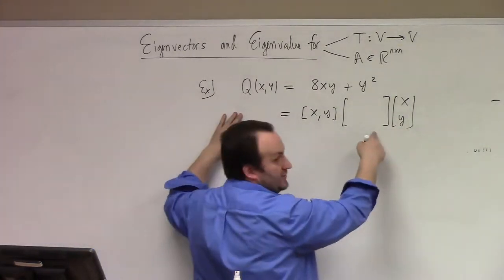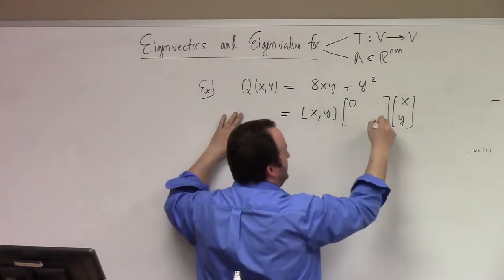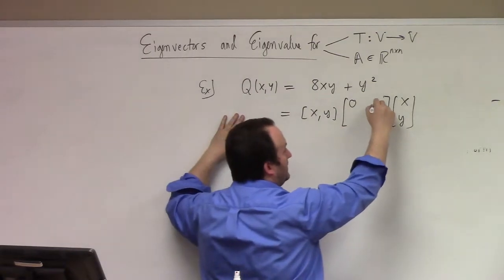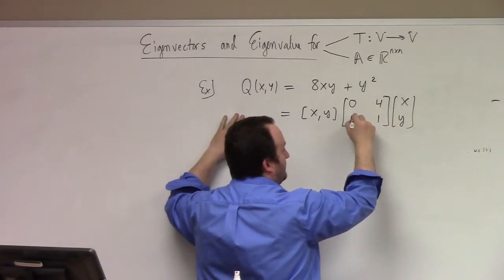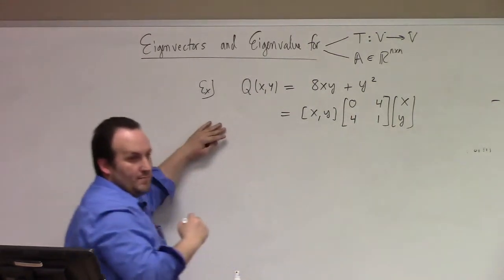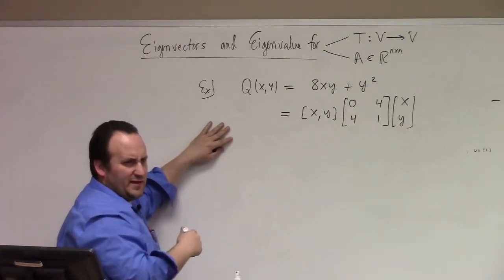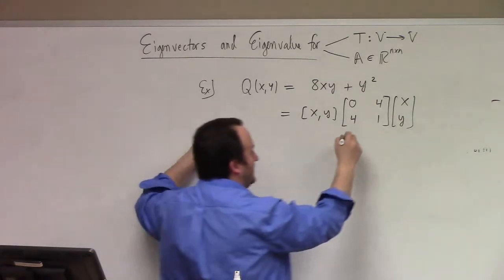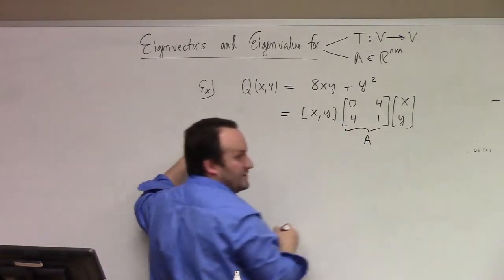So to make this symmetric, what I do is, it's got 0 x squared, it's got 1 y squared. How do I get the 8xy term? Well, I put a 4 here, and I put a 4 there. I'll talk about this more another day. If you don't follow yet, it's okay. But anyway, there's the matrix A, and then let's find the eigenvalues of this thing.